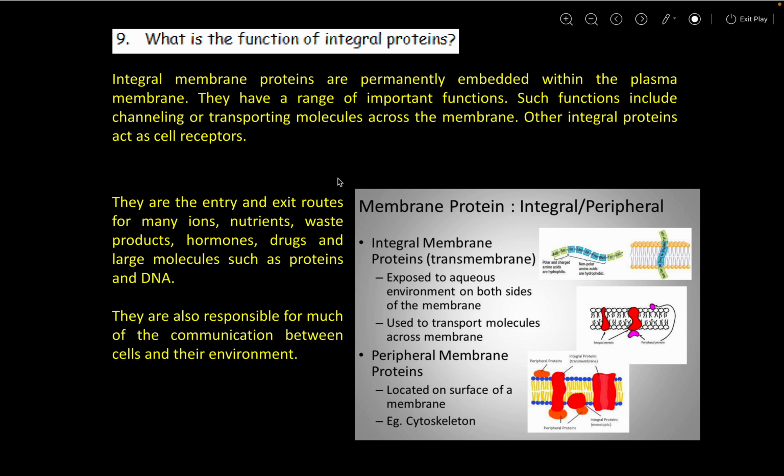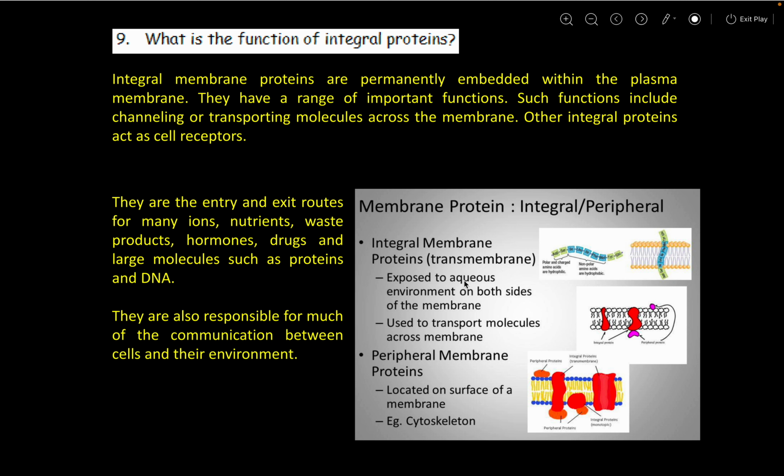Number 9, what is the function of integral proteins? They are permanently embedded within the plasma membrane. They have a range of important functions. Such functions include channeling or transporting molecules across the membrane. Other integral proteins act as cell receptors. So basically, they are the opposite of the peripheral proteins that I have discussed just now. They are also responsible for much of the communication between cells and their environment.